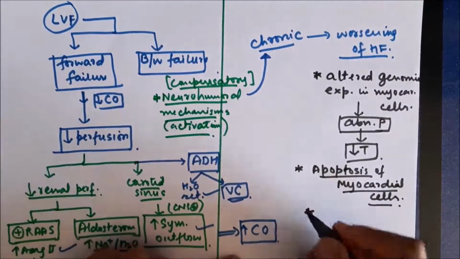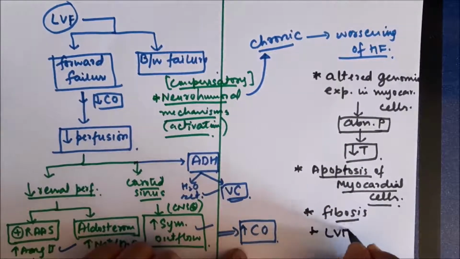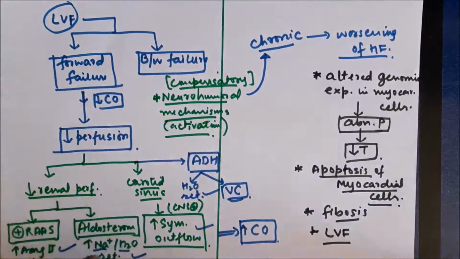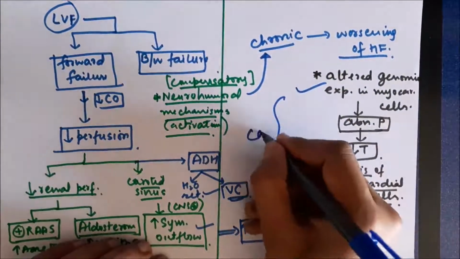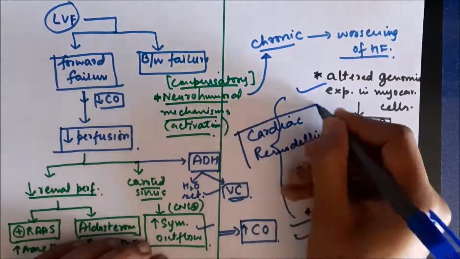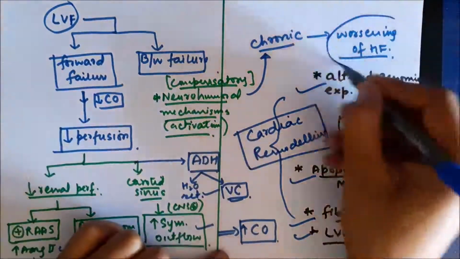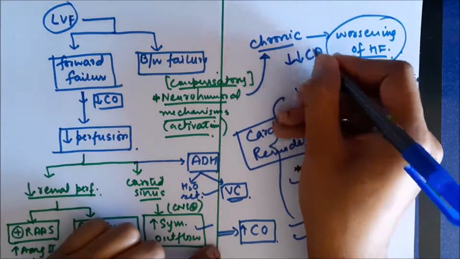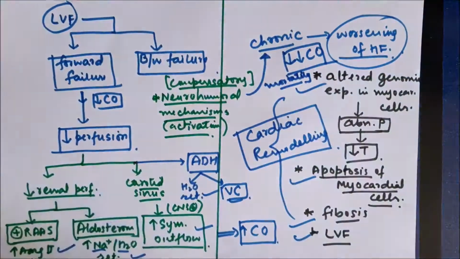Now, the apoptosis of myocardial cells and other changes, such as fibrosis in the myocardial tissue and left ventricular hypertrophy, because of all these changes, are together called cardiac remodeling. So, if these compensatory or neurohumoral activation mechanisms last for a long time, they will result in cardiac remodeling, and cardiac remodeling will cause worsening of heart failure, and this will decrease cardiac output significantly, and it will finally result in mortality.